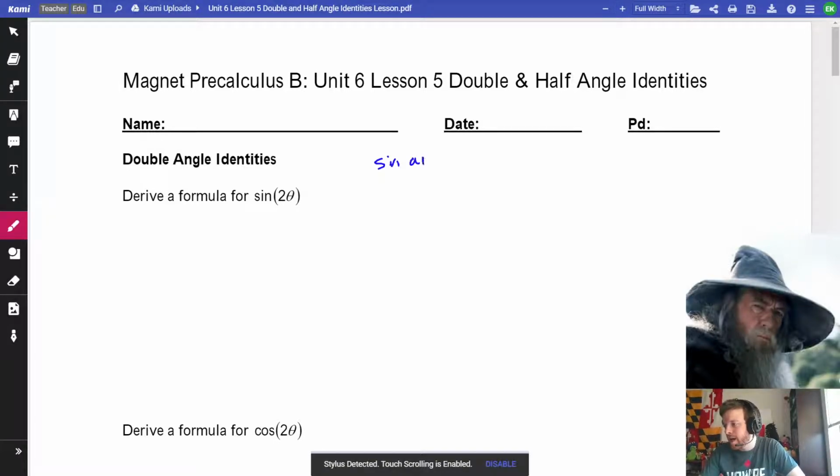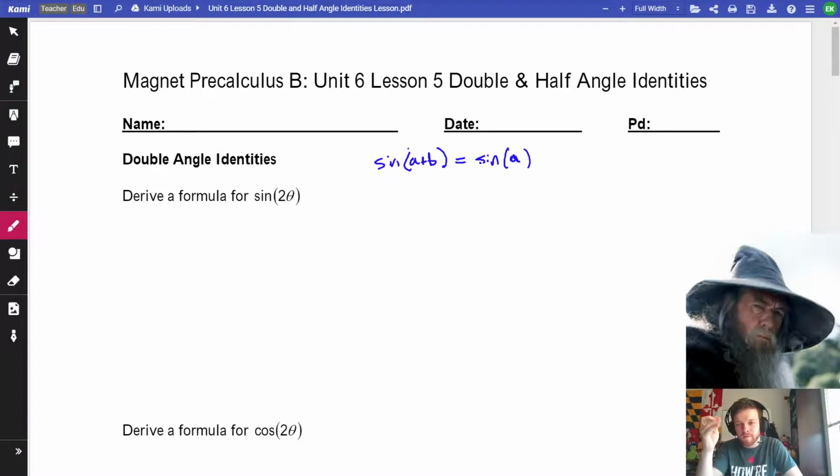Sine of A plus B, sine of an angle plus another angle is equal to sine of the first angle. Ooh, I fixed my pen nib, but it's still kind of bad, so a little concerning.